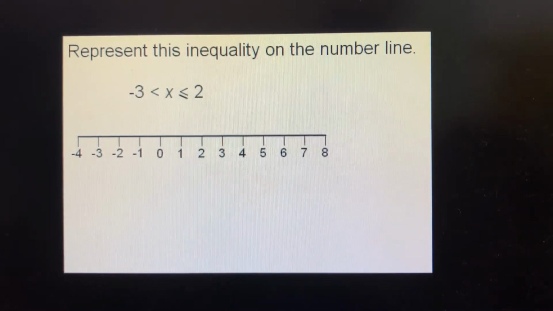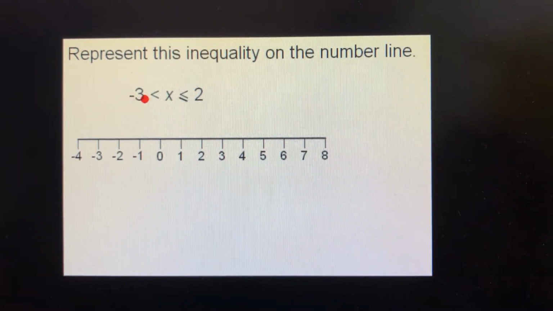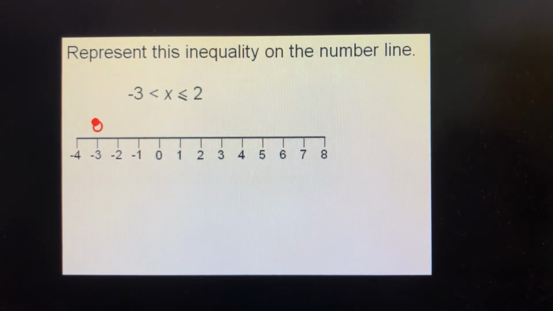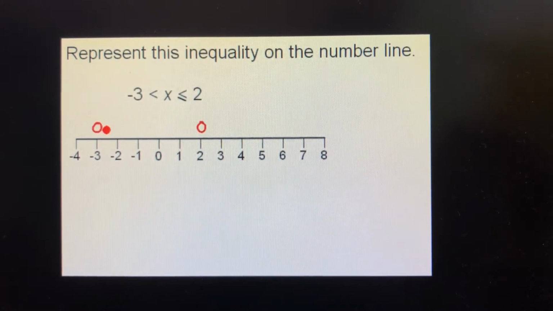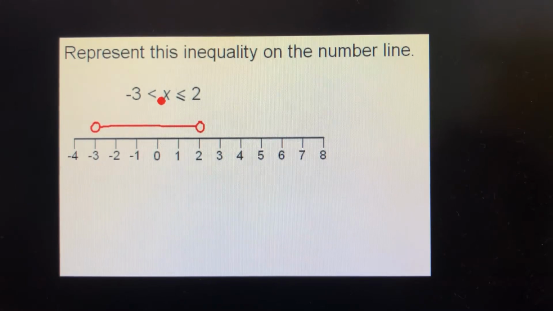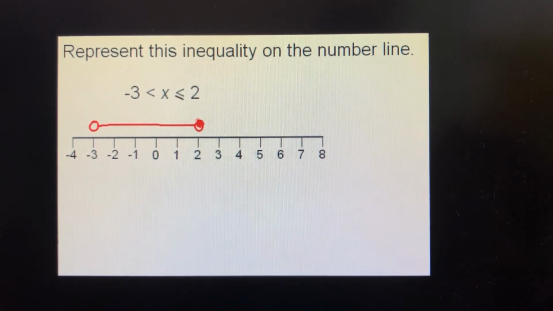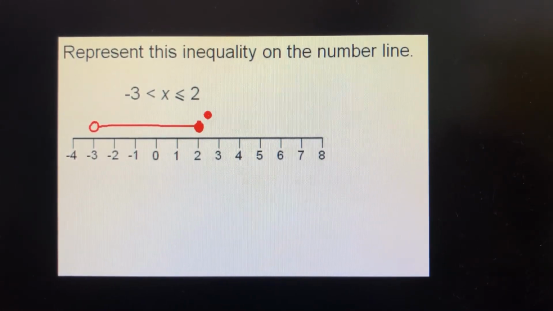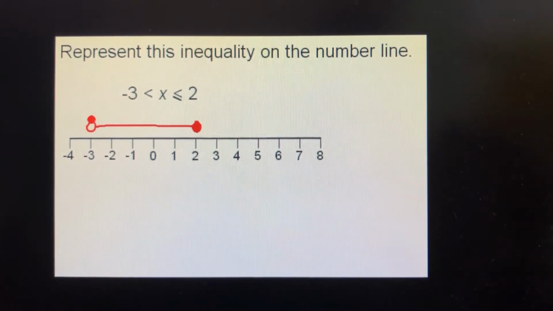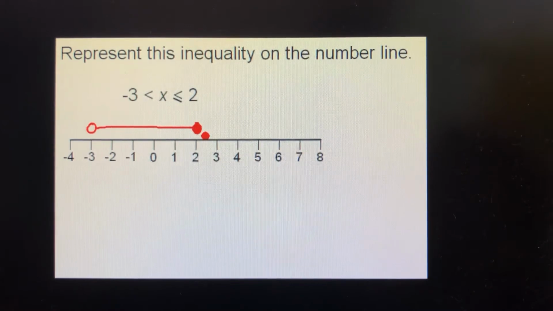Here's another one. So this time x is in between -3 and 2, so I draw a circle at -3, a circle at 2, and I join them together. X can be equal to 2, so I colour this one in, but it has to be strictly greater than -3, so I leave this one uncoloured. This is my answer.